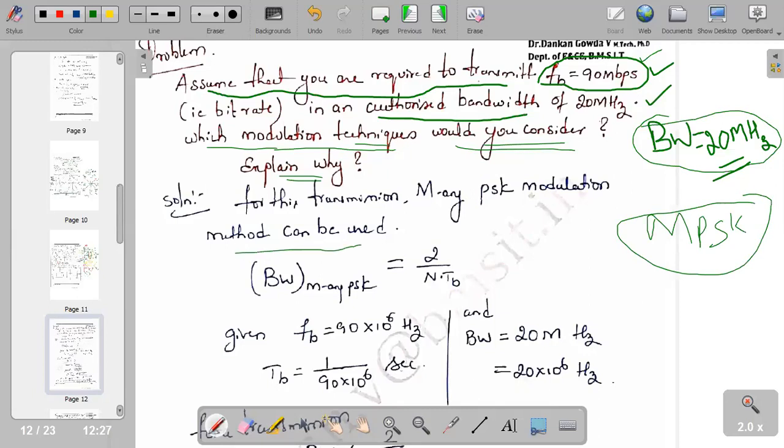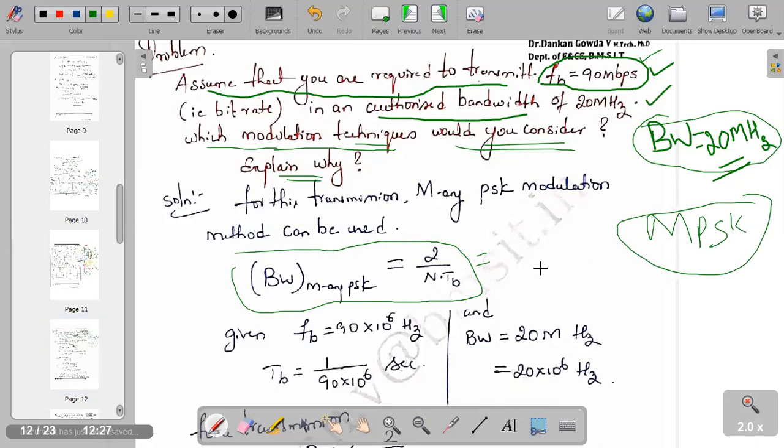So we can calculate the bandwidth of an M-ary PSK. See, this is similar to the previous expression. So what was the expression of the bandwidth of M-ary PSK? It is 2 times RB divided by log M base 2, correct? So it's the same expression only. Now observe, the numerator 2 is as it is, and this RB I can write as 1 by TB.